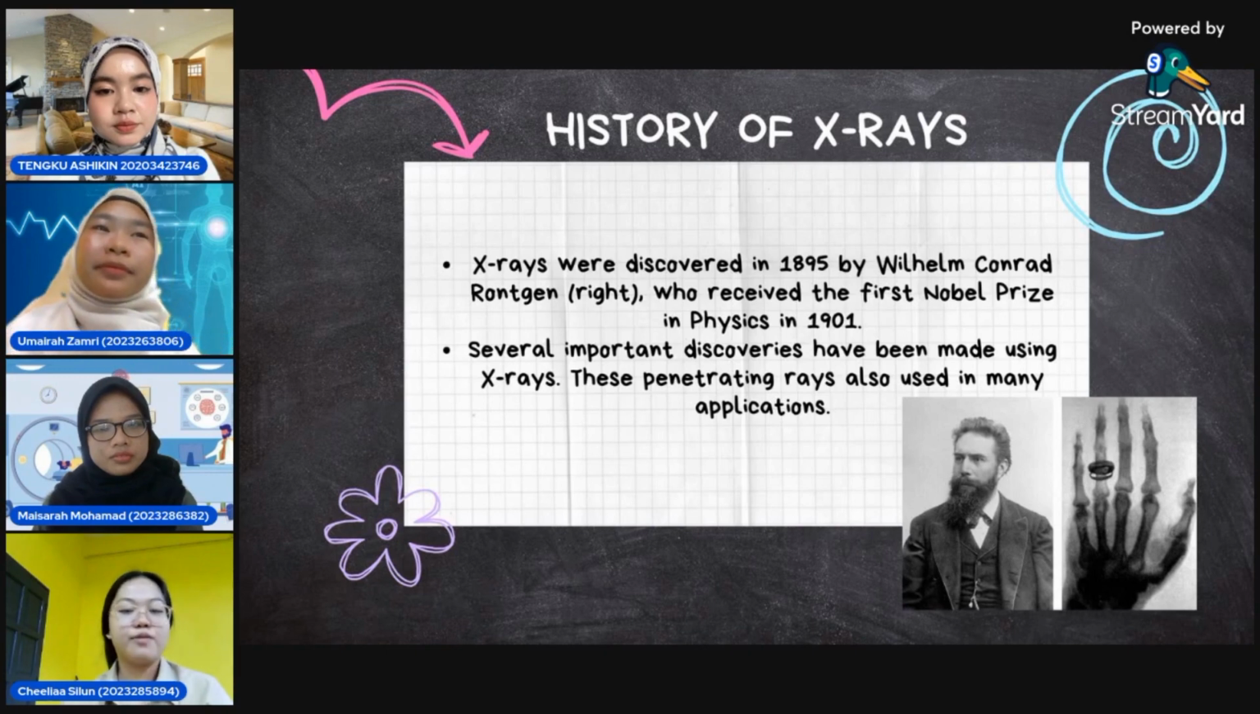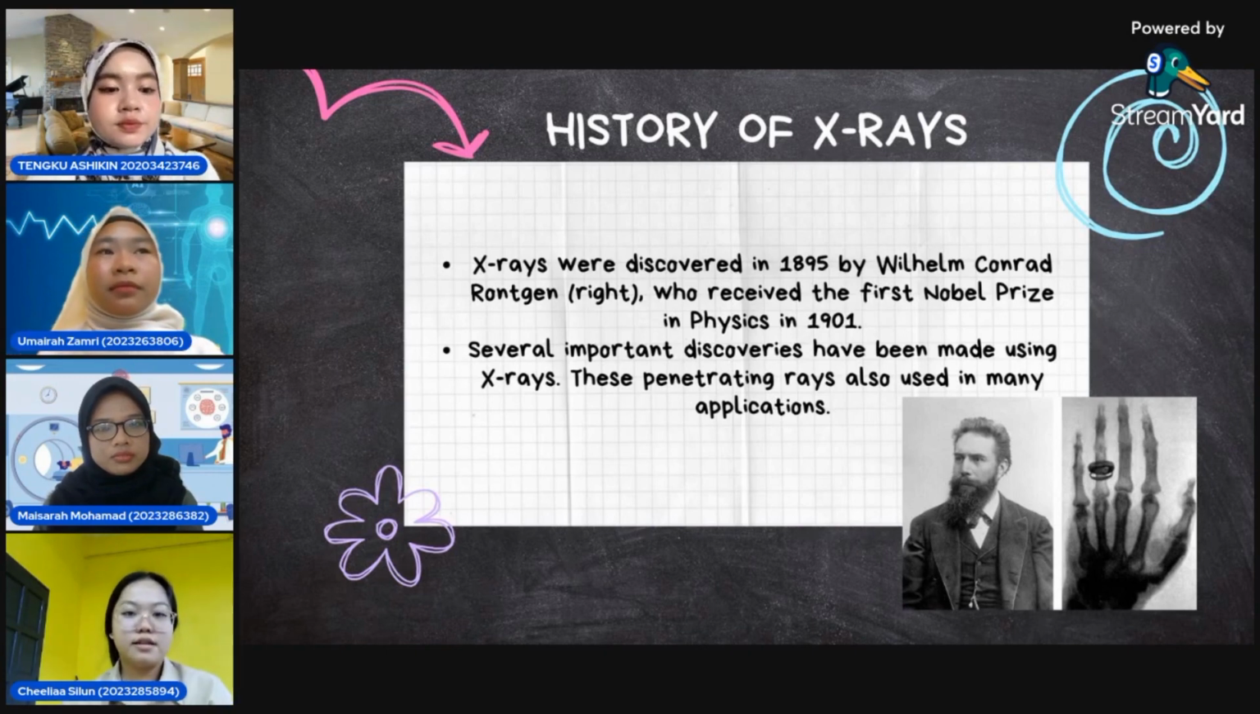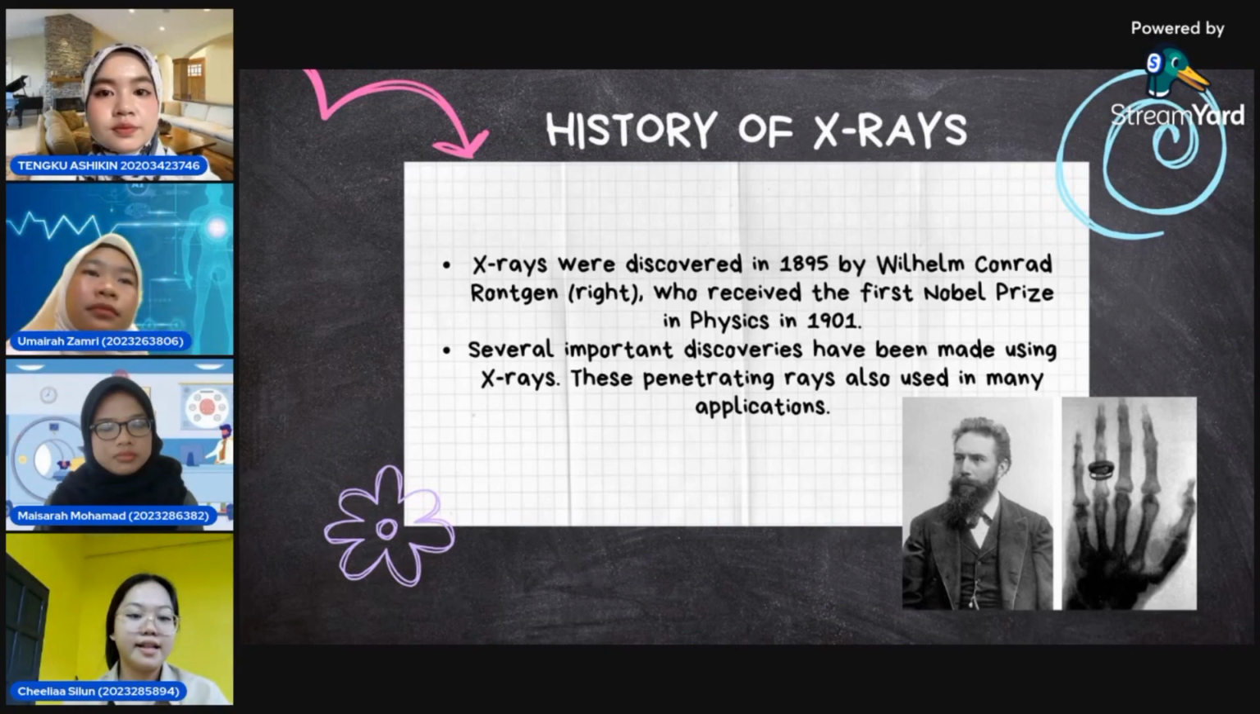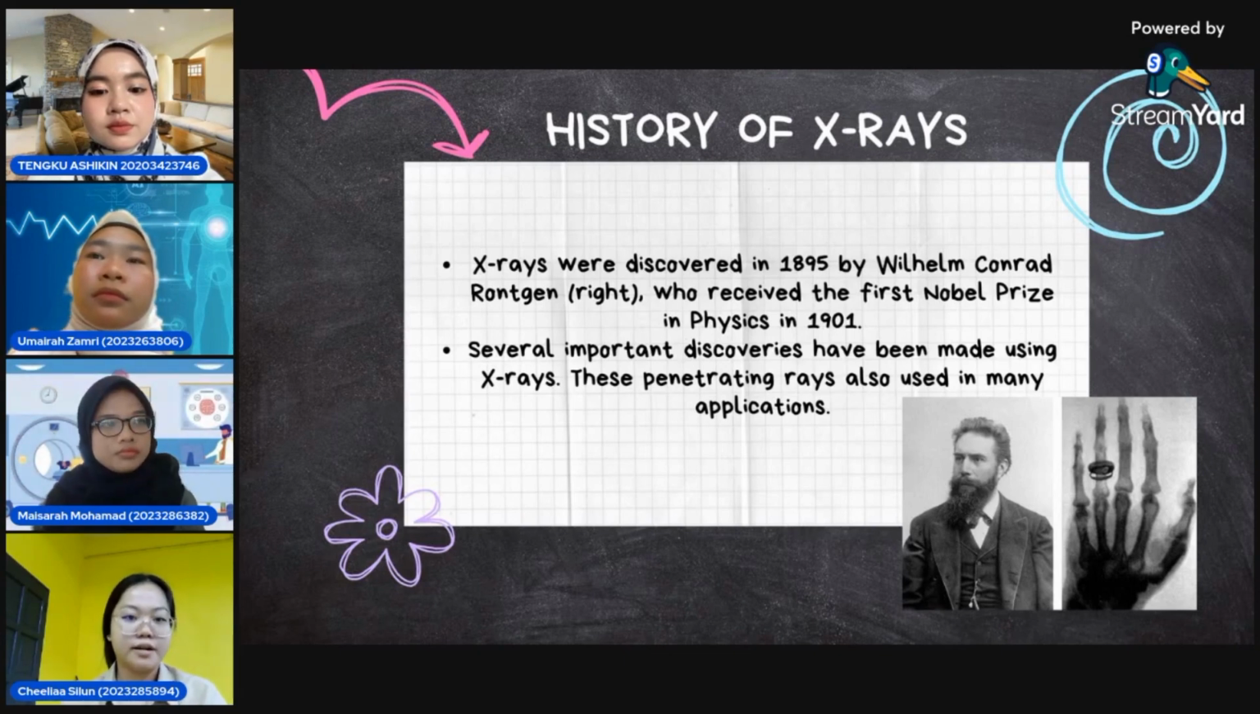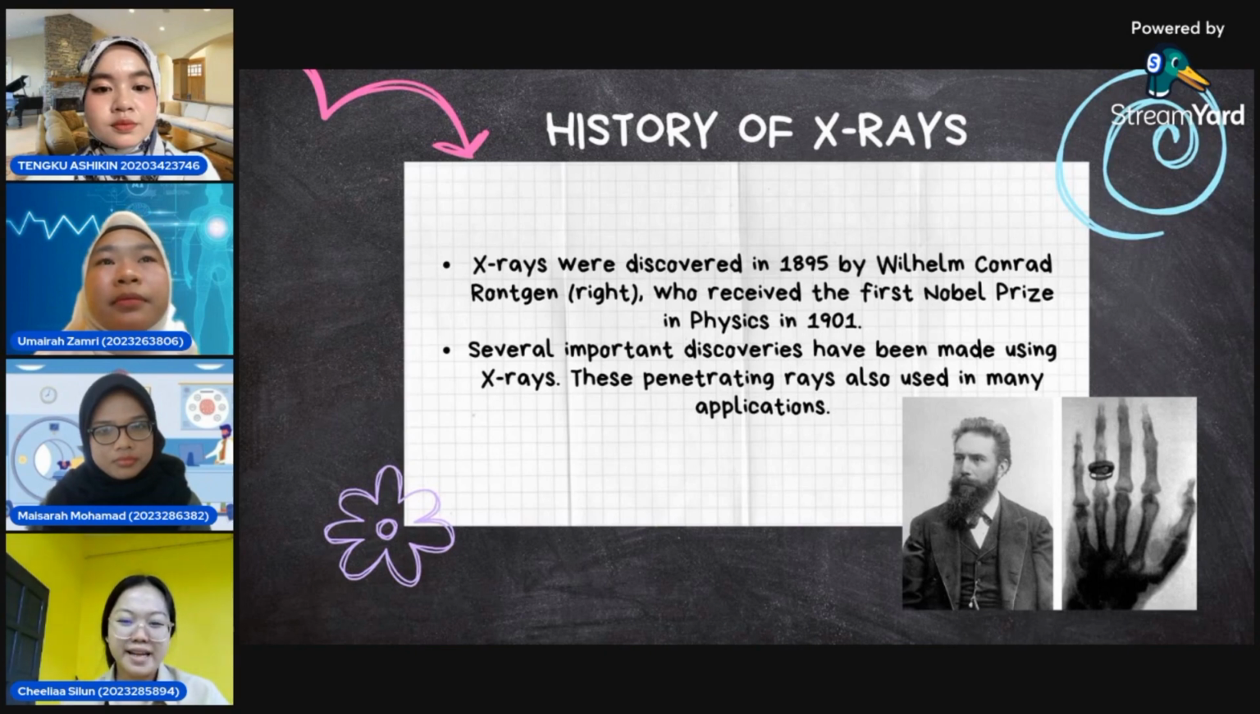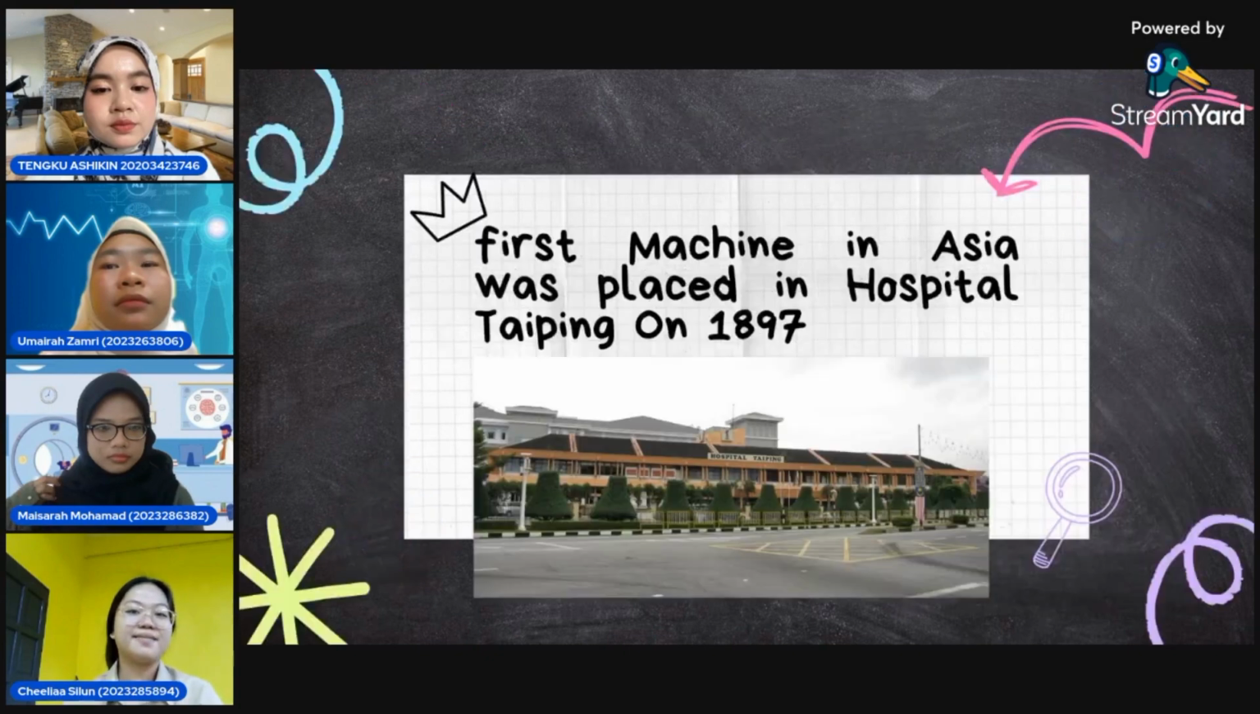So in this slide I will talk about the history of X-ray. X-rays were discovered in 1895 by Wilhelm Conrad Roentgen, who received the first Nobel Prize in Physics in 1901. So you can see this is the picture of Wilhelm Conrad Roentgen. Next, several important discoveries have been made using X-ray. These penetrating rays are also used in many applications. Next.